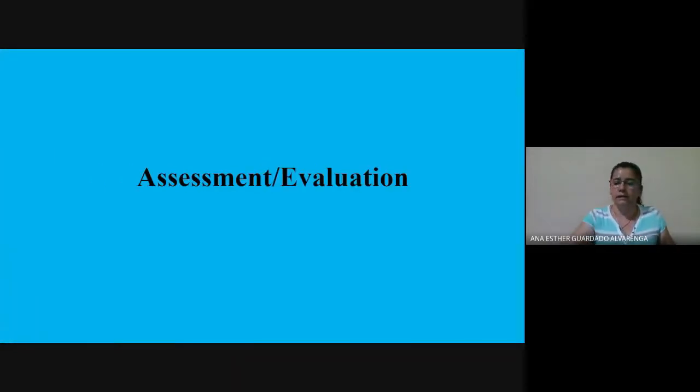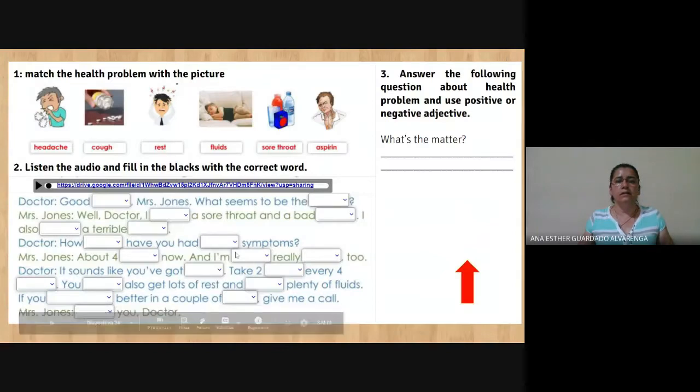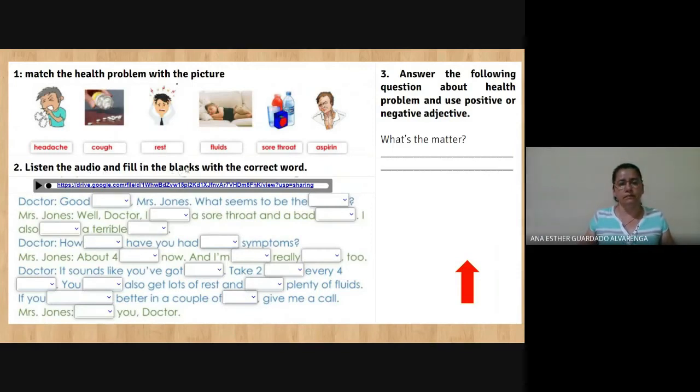The last part is the assessment evaluation, and here we are going to do it through 3 exercises. The teacher is going to give a photocopied sheet of paper to each student. The first exercise is about matching, and they are going to identify the health problems according to the ones we have here. We have the picture and the health problems. Then this one is a listening exercise, and they are going to fill in the blanks.